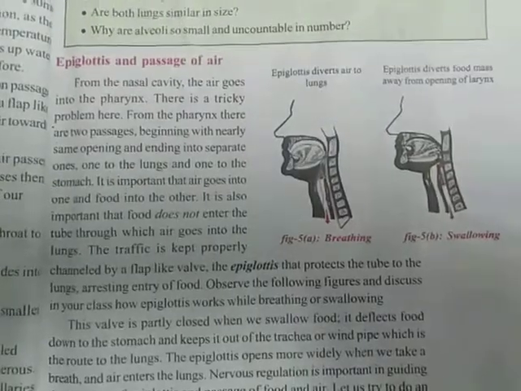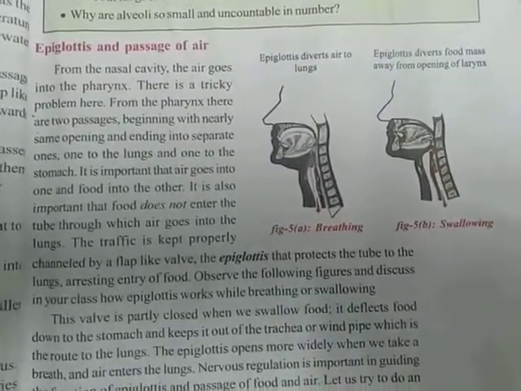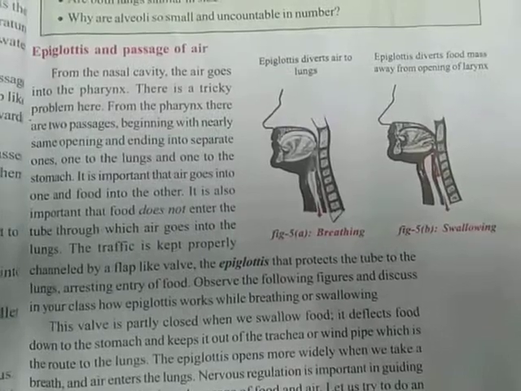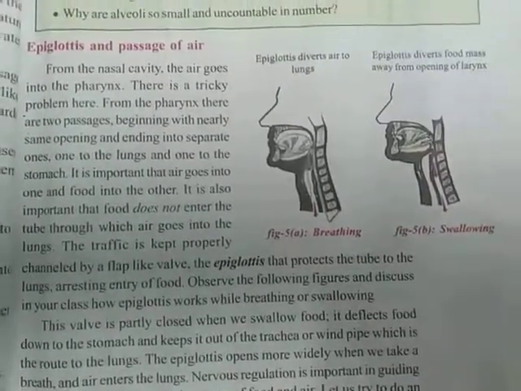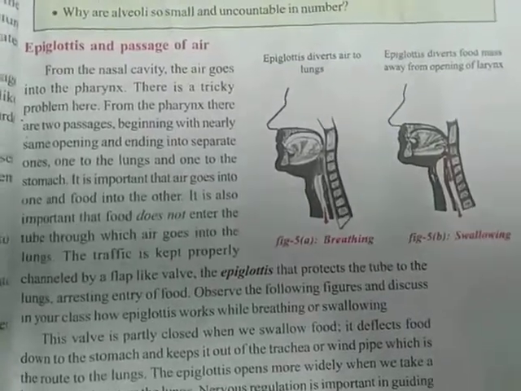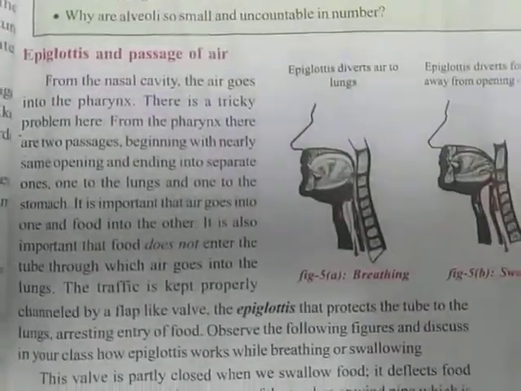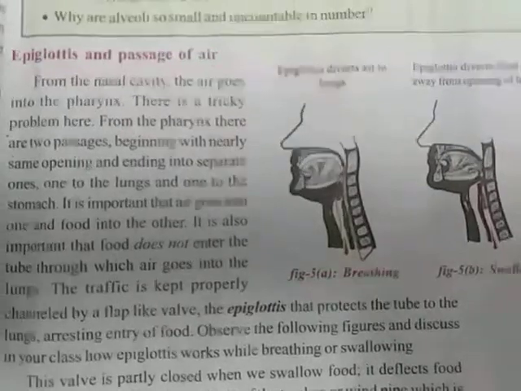Welcome to class 10th biology children. Today we are going to discuss textbook page number 29, 30 and 31. Okay. In page number 29 we have a topic, epiglottis and passage of air.